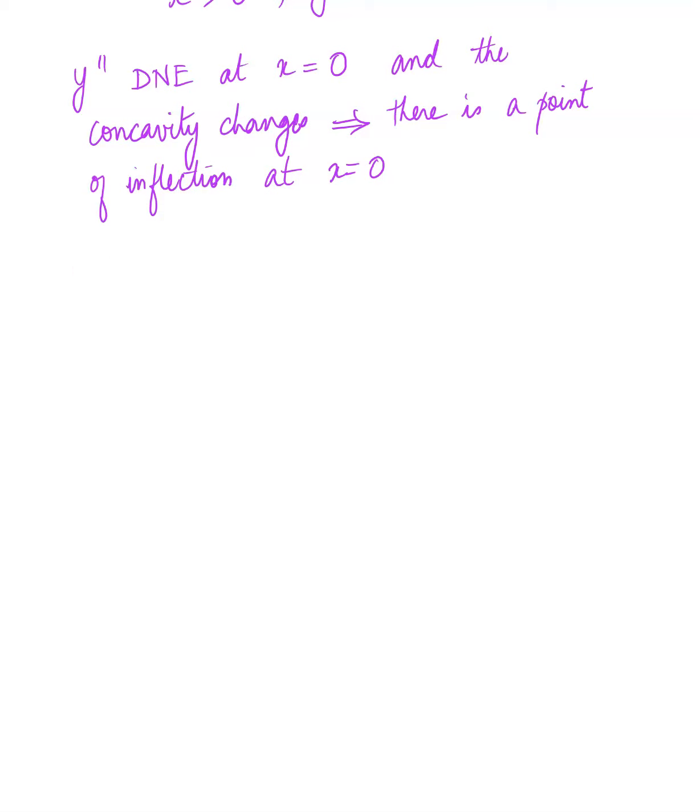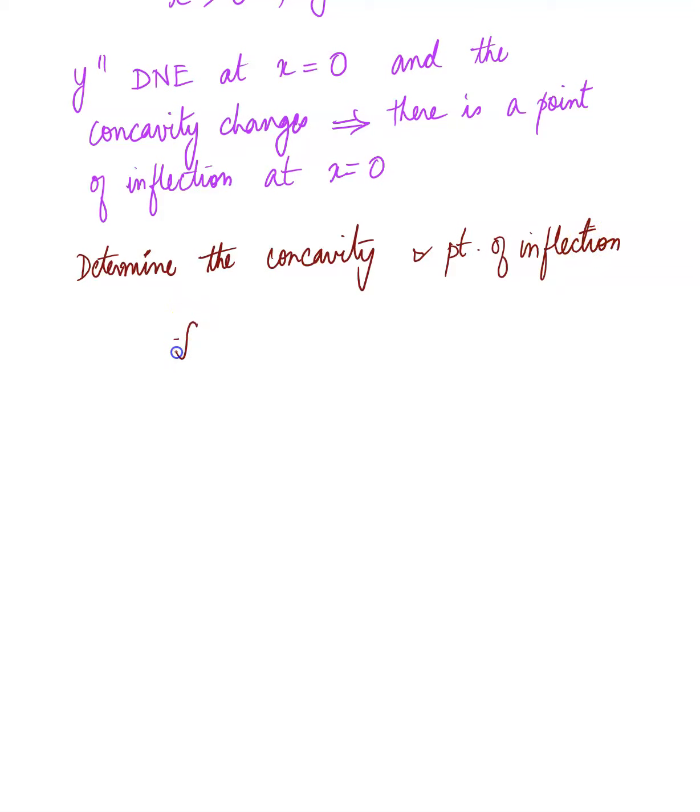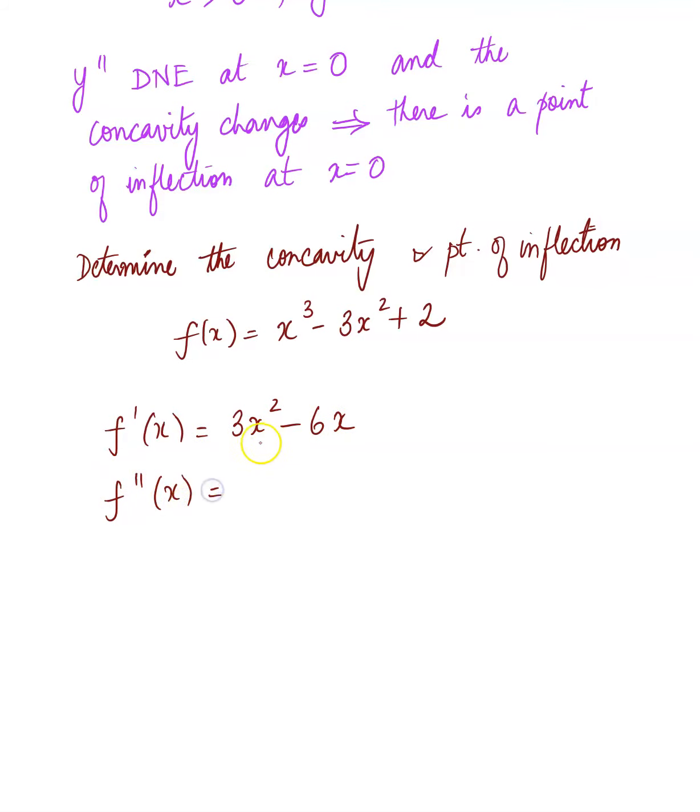Let me put up the next problem. Determine the concavity and point of inflection for this function f of x equals x cubed minus 3x squared plus 2. Okay, let's find f prime of x. 3x squared minus 6x, and f double prime of x, 6x minus 6.